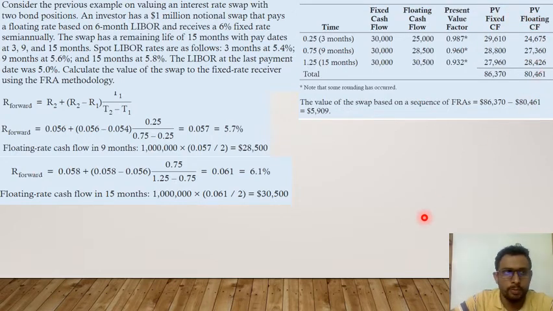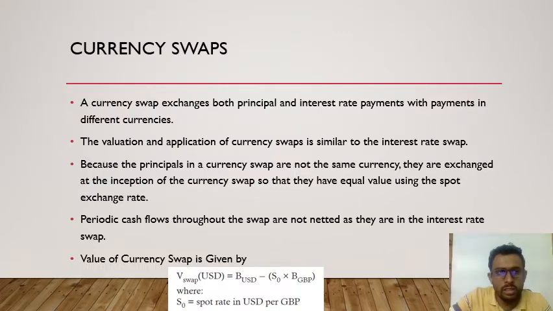Which is pretty straightforward. Other type of swaps, currency swaps. Currency swaps are one other type of swaps like interest rate swaps, but there are many differences between currency swaps and interest rate swaps. A currency swap exchanges both principal and interest rate payments, with payments in different currencies, maybe USD and GBP. So the valuation and application of currency swaps is similar to that of interest rate swaps, with certain differences. The currencies are exchanged at the inception of the currency swap, so that they have equal value using the spot exchange rate.